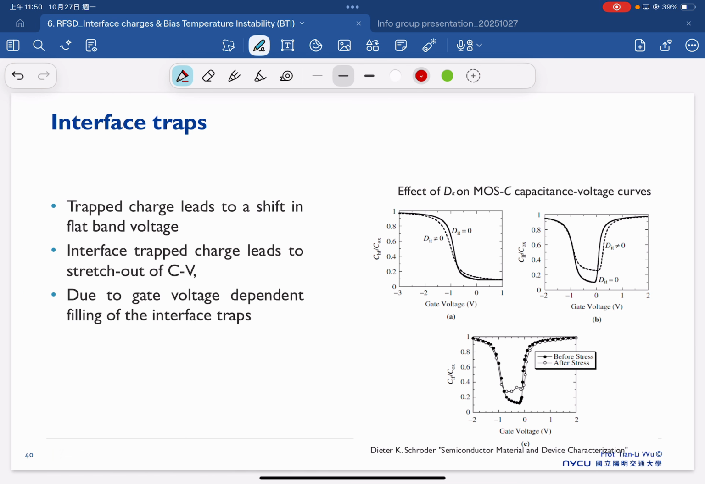So in general, interface traps will cause this kind of stretch-out in the CV curve. As shown here, this is a typical case with DIT equal to 0, and this is DIT not equal to zero. If you have a larger DIT, then your curve will become like this. That's the case with DIT increase. That's what we call the stretch-out.